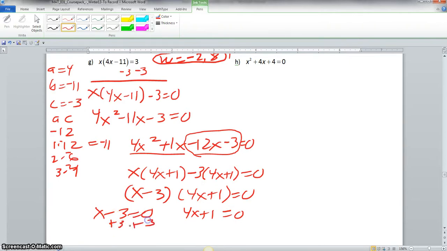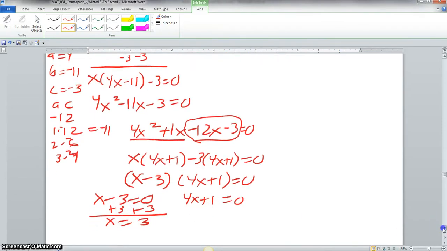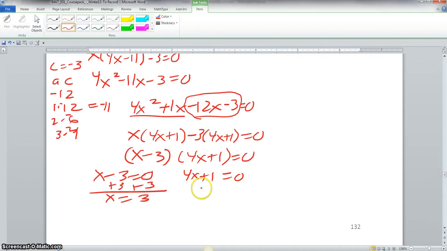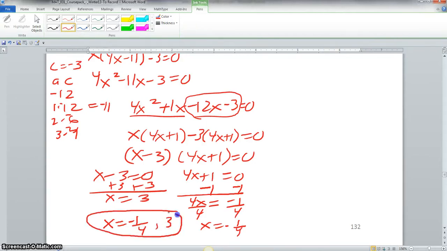Add 3 to both sides, and x is equal to 3. Now here we're going to have to subtract 1 on both sides. So we have 4x equals -1. Divide each side by 4. And x is equal to -1/4. So our final answer here would be x is equal to -1/4, 3. And that is the final answer to this problem.